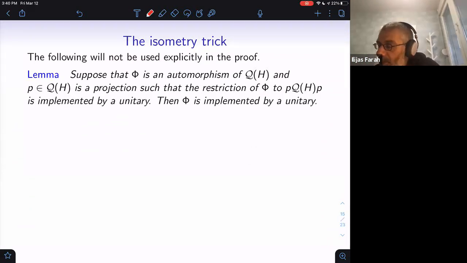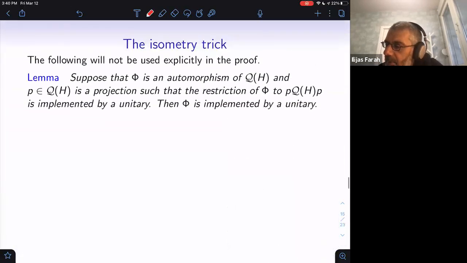So suppose that phi is an automorphism of Calkin algebra and P is a projection. I should say here that P is not zero. We don't want a zero projection here. So P is a projection which has the property that the restriction of phi to this corner is trivial, which here, of course, means implemented by a unitary. So there is a unitary which implements the automorphism there. Then all of phi is implemented by a unitary. So in other words, if an automorphism is locally trivial in this sense, then it is automatically trivial.